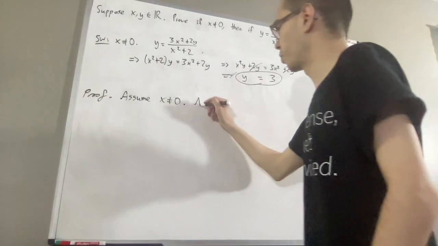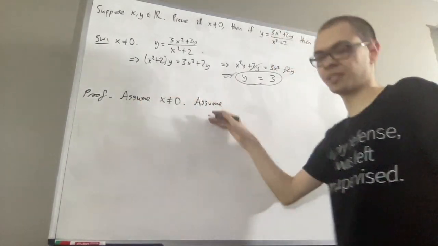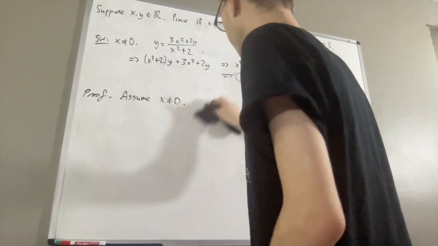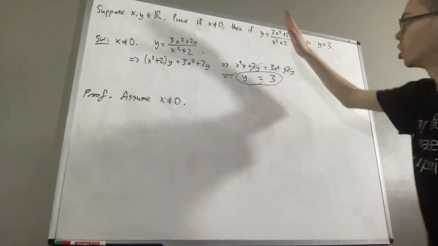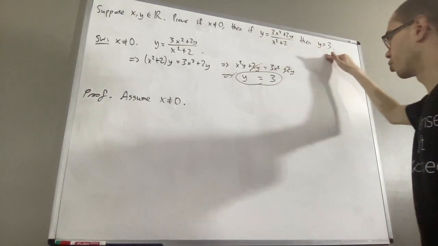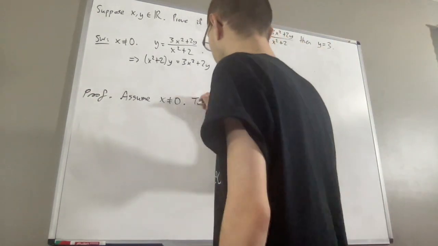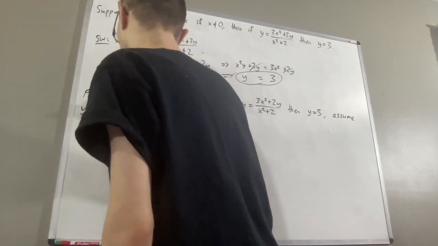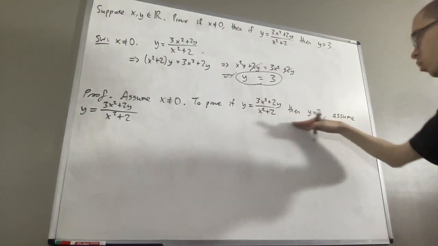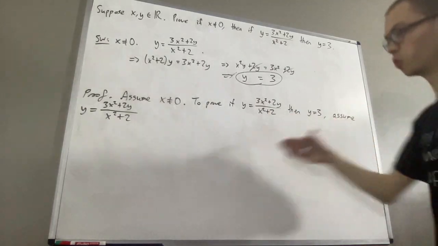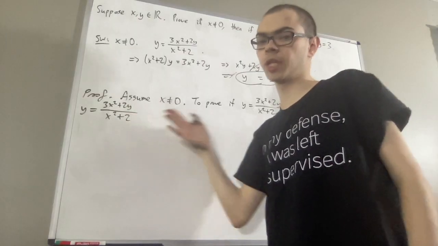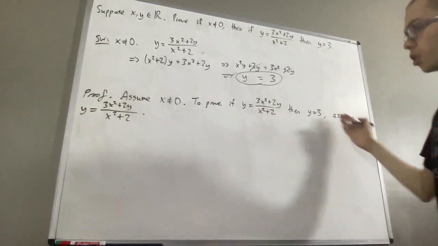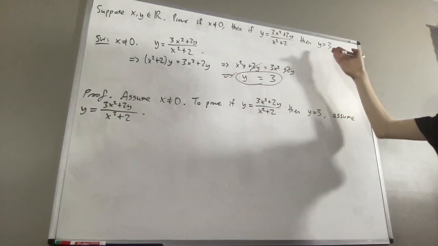Now, it seems like I'm going to be writing assume here twice, which might look annoying. So instead, in the proof, I'm actually going to write, to prove if this is true, then this is true, assume this is true. You don't have to add these extra words if you don't want to. You could just write assume this equation is true. It's still going to be logically correct, but I think this just looks nicer. So we assume this is true, and we're going to logically deduce now that y is equal to 3.